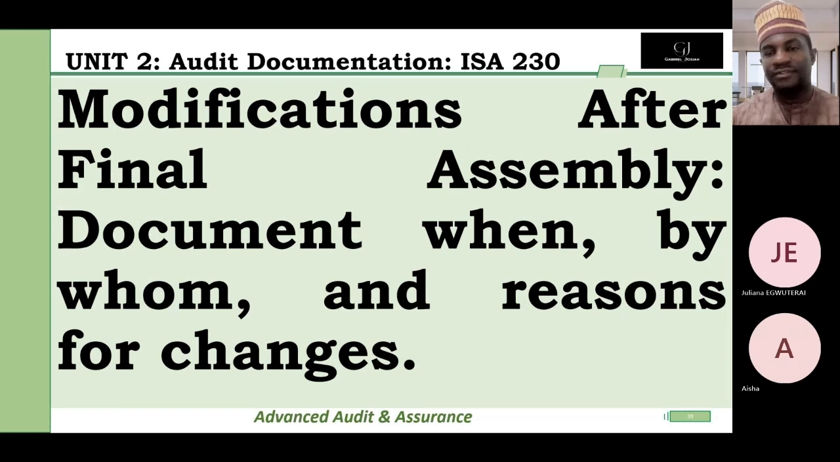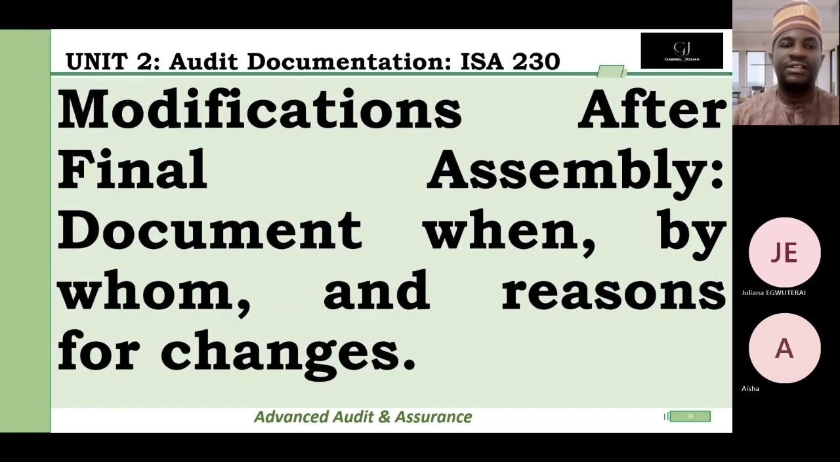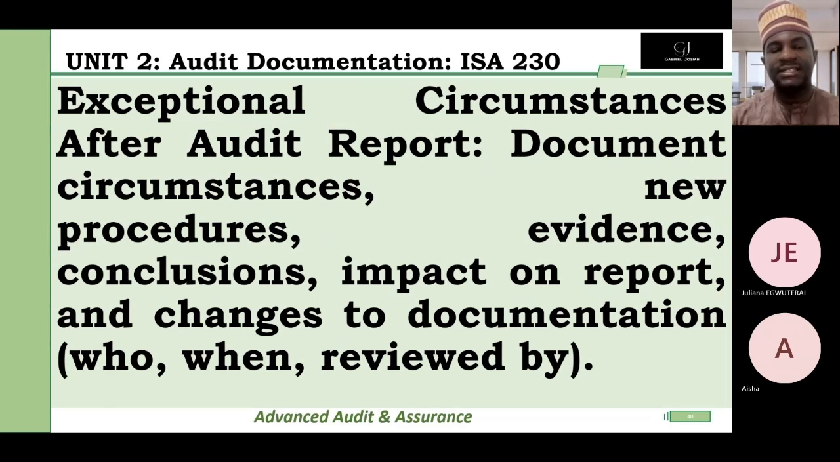So if there are modifications after the final report you prepared or assembled, the document must show when, by whom, and the reasons for the changes. Whatever you are modifying your report for, it must be documented that, okay, based on what we prepared before, we are modifying that report for this reason and based on these documents or evidence. Exceptional circumstances after the audit report: wherever you have exceptional circumstances that need to be adjusted or included in the report, you must document the circumstances. Any procedure or evidence you have based on any conclusion must be documented, and how it impacts the report and changes your documentation. It must be signed by who, when, and who reviewed it. And these are for exceptional circumstances.